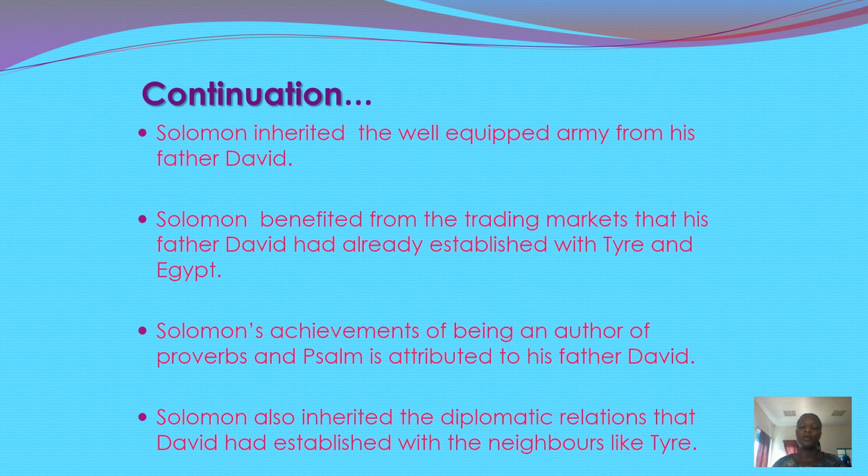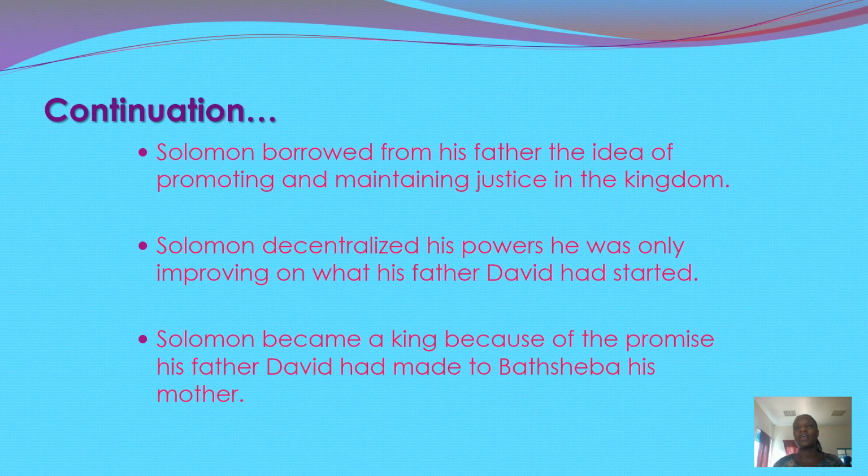We are seeing Solomon achieving as an author of Psalms and Proverbs, which is also attributed to David. David was a good musician. We saw him singing for the king, that was King Saul. When he ran mad, he played all different musical instruments. So Solomon, having such a talent, inherited it from his father David. Talk about the diplomatic relations that Solomon enjoyed, which were established by his father David. The neighboring countries like Tyre were at peace with Israel. So Solomon as king just enjoyed this.